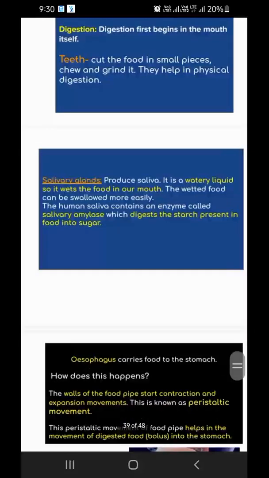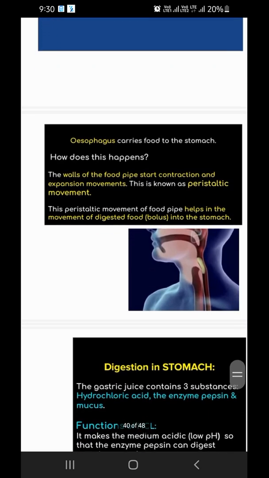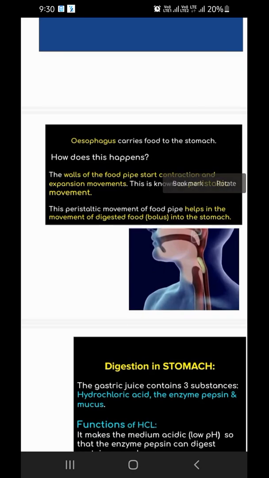The human saliva contains an enzyme called salivary amylase, which digests the starch present in food into sugar. Sugar here does not mean chini. Sugar here means glucose.